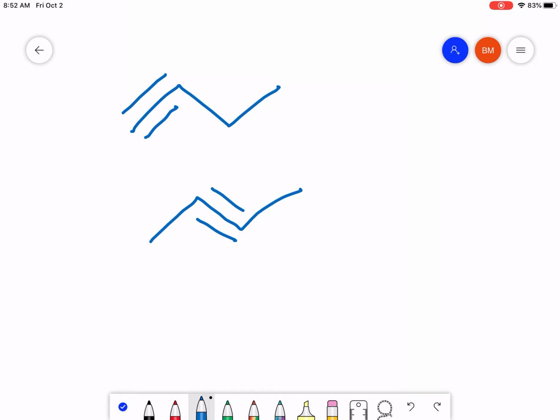Okay, so if we look at this, if we have a triple bond on the outside, that's called a terminal alkyne.